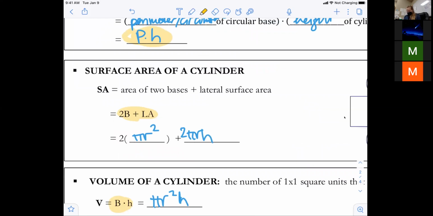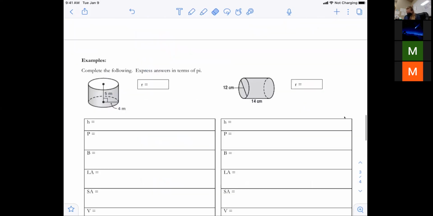I have, this says PH. This says pi r squared. The one next to it says 2 pi r h. And then the one under that is pi r squared h. Awesome. Okay. So let's do these two examples.